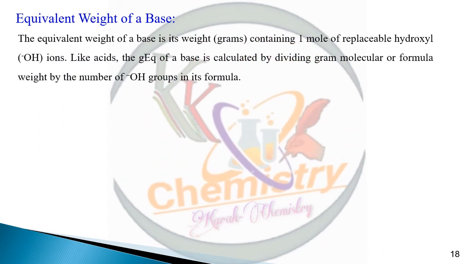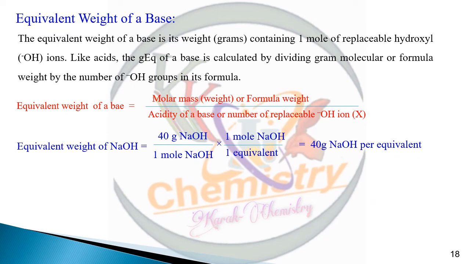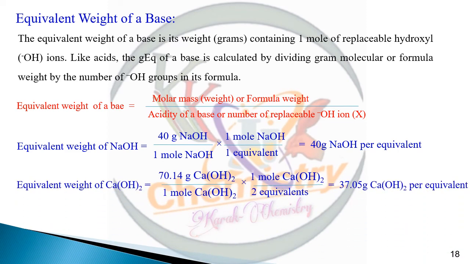The equivalent weight of a base is the molar mass of the base divided by the number of replaceable entities. How? Molar mass of the base divided by the acidity of the base, or the number of replaceable OH ions. Here, in case of NaOH, 40 is its molar mass. The number of replaceable OH is 1, so its equivalent weight will be 40. And the equivalent weight of calcium hydroxide will be 37.05, because dividing 74.1 by 2, as the 2 OH ions are replaceable, gives us 37.05 gram.